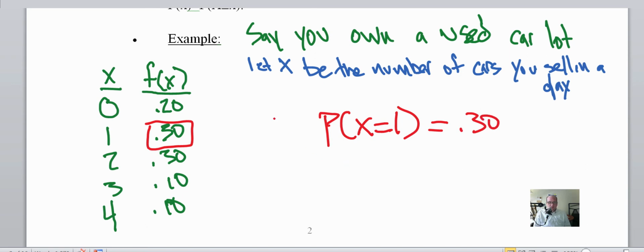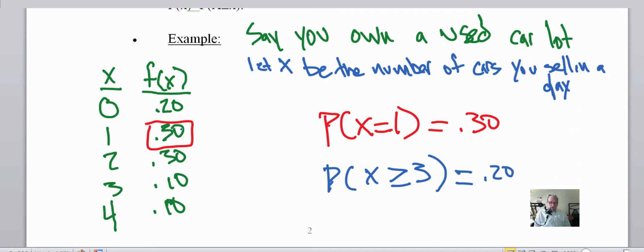So nothing to it. But here's another question. What's the probability that x is greater than or equal to 3? Well, this isn't that hard. Here's 3. Here's 4. So I can just add those two up. That's 0.20. So that's all there is to it. And those are the types of questions we're going to run into.